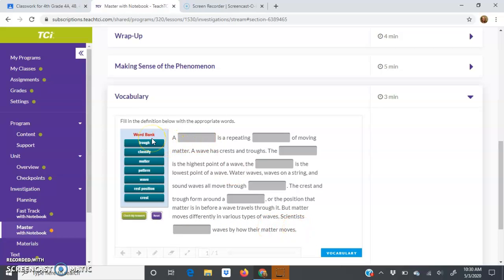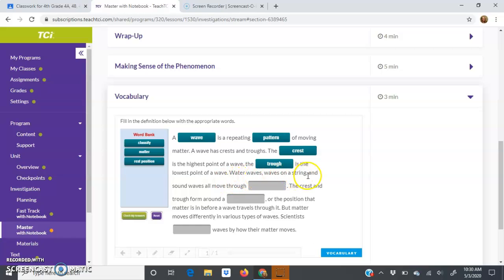Now let's look at the words that we have in our key bank. Trough, classify, matter, pattern, wave, rest position, and crest. A blank is a repeating blank of moving matter. I'm going to say a wave, because we've been learning about waves. A wave is a repeating what of moving matter? We learned that a wave is a repeating pattern of moving matter. A wave has crests and troughs. The blank is the highest point of a wave. We learned that the crest is the highest point of a wave, and the trough is the lowest point.